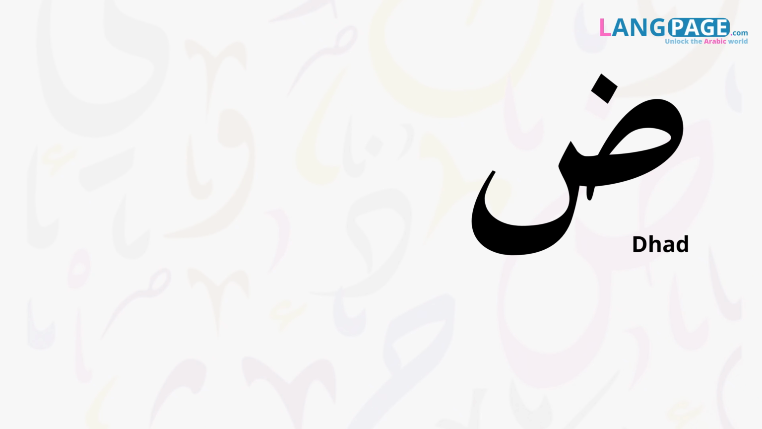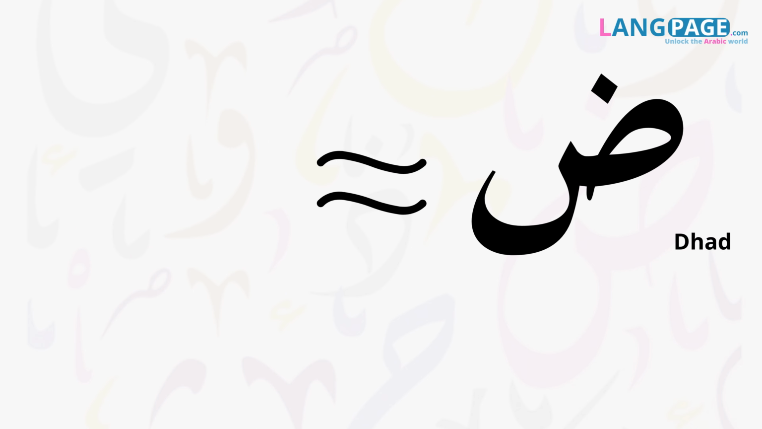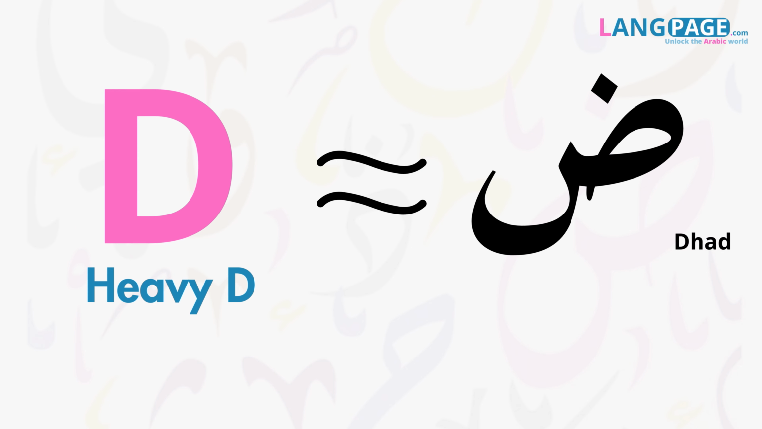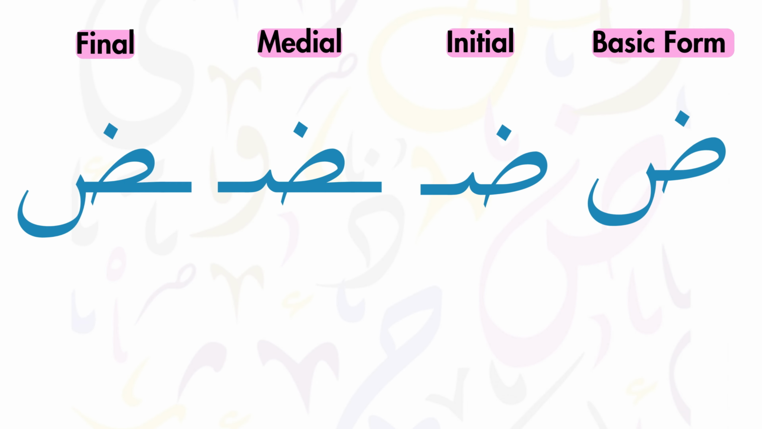If you can notice, Saad and Dhad are very similar in shape, but Dhad has one dot above. It sounds like D in English, but it's a little heavier. The forms of the letter Dhad are 4.